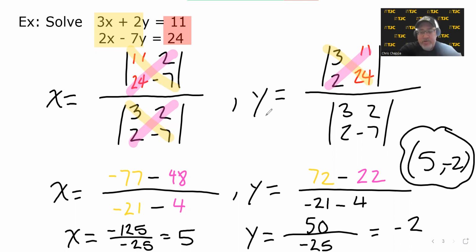It takes a little while to get used to setting up Cramer's rule, but once you understand how easily it sets up, determinant of the coefficients in the denominators, and for the numerators, on the x, we replace the x's with the constants, and on the y, we replace the y's with the constants, and then we just evaluate everything and then take it down a notch.